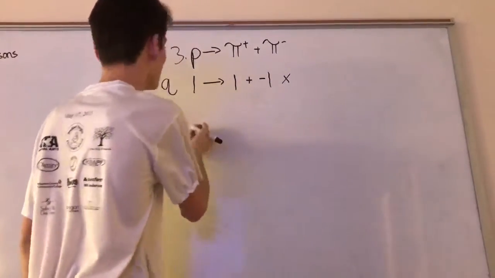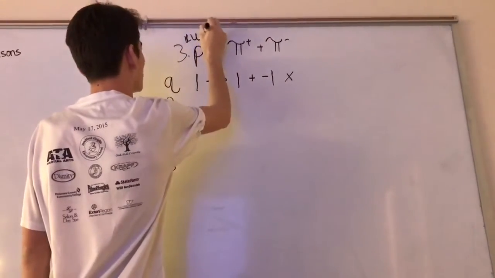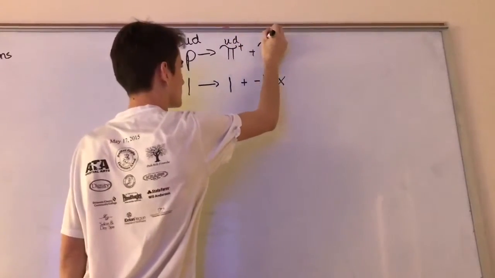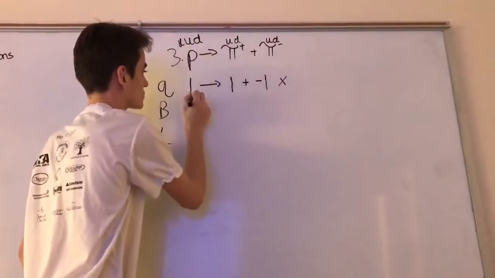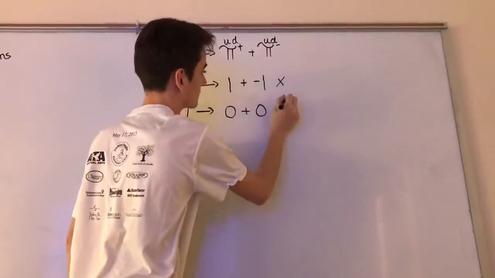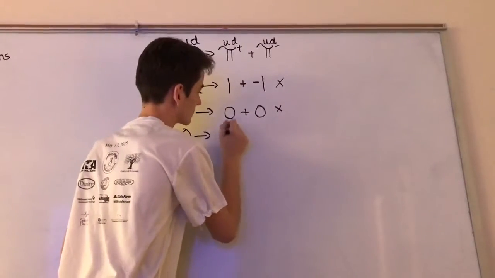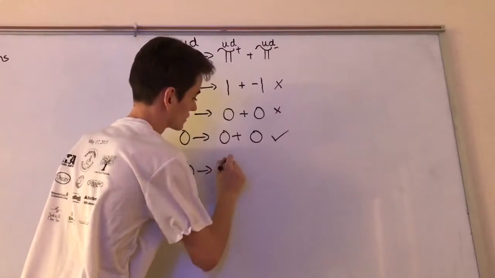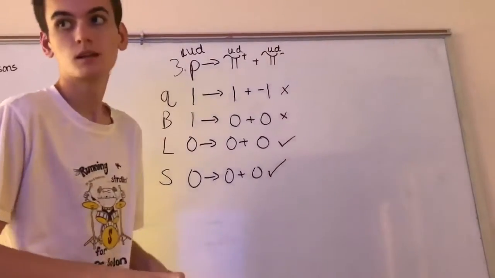So moving on to baryon number, as Julia said earlier, a proton has an up, down, whereas the 2 pions are both mesons with up-down quarks. So we know that the baryon number, this one has 1, which goes into 0 plus 0. So again, the baryon number doesn't work. None of these are leptons, so we have 0 goes into 0 plus 0. So that one works, and strangeness, none of these have any strangeness. So this equation ultimately does not work.